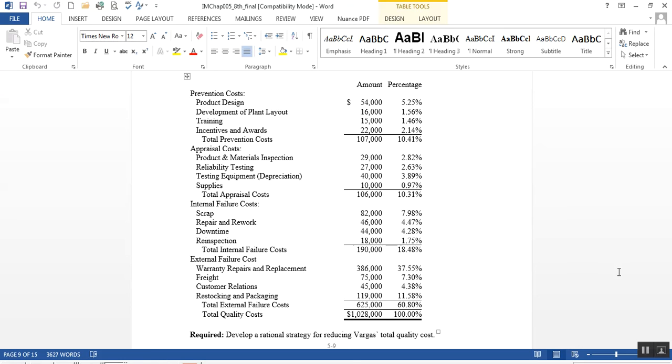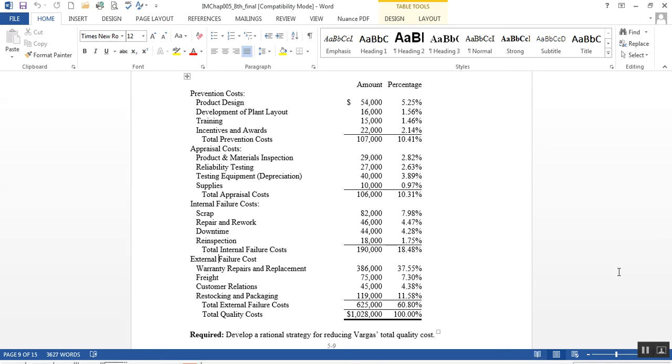Appraisal costs is once you start making the product, but before you finished the product. So when you inspect the materials in the product, test the reliability, test the equipment, and any supplies that are involved. Then we have internal failure costs. This is after the product is completed, but before it's sent to the customer. So examples of this are scrap, spoilage, repair and rework, downtime, and re-inspecting the finished product.